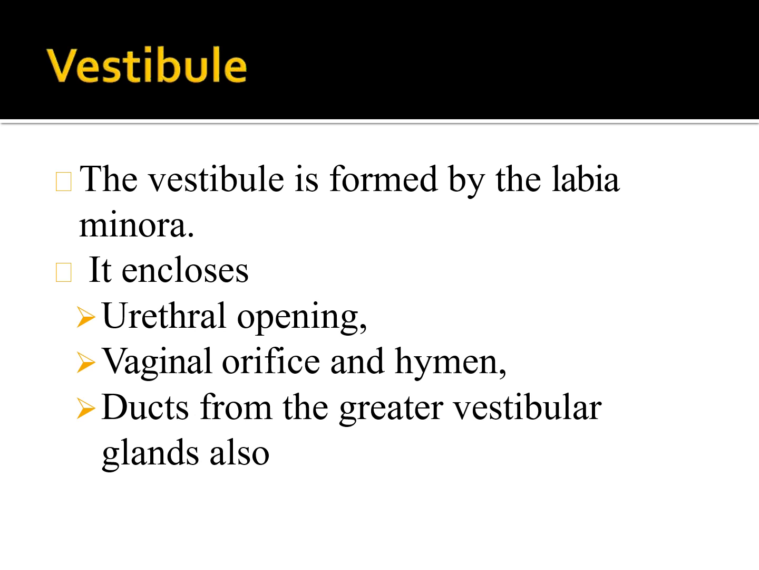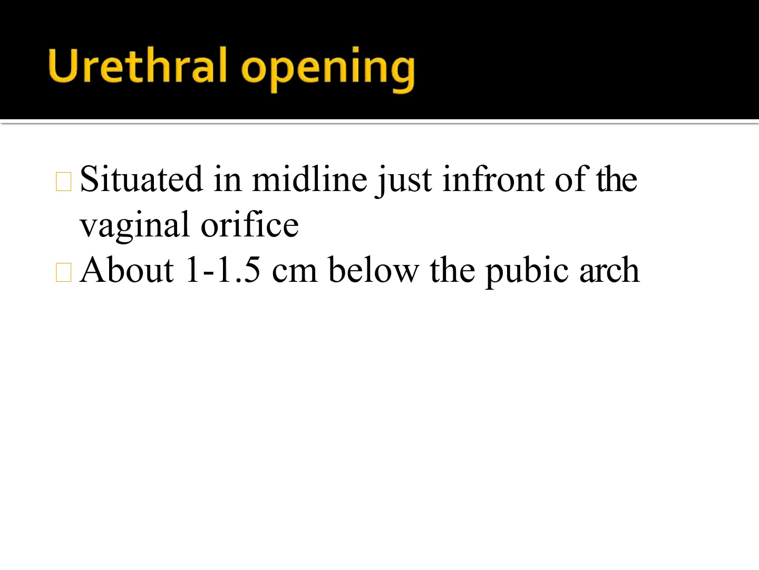Next is the vestibule. The vestibule is formed by the labia minora. It encloses the urethral opening, vaginal orifice, and hymen. Ducts from the greater vestibular glands also open into that portion. Next is the urethral opening. It is situated in the midline, just in front of the vaginal orifice. If you look at the picture, we can see that at the top the urethral opening is there, in the middle the vagina, and around it the rectum. It is about 1 to 1.5 centimeters from the pubic arch.